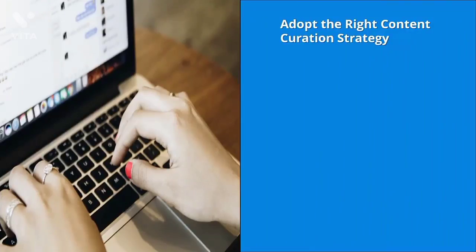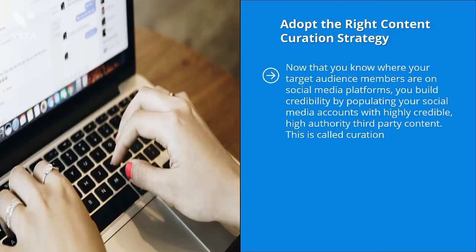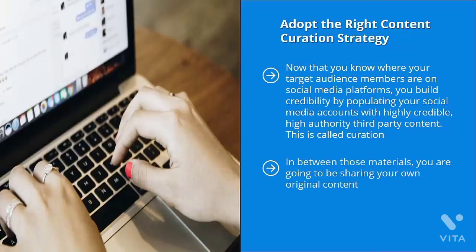Adopt the right content curation strategy. Now that you know where your target audience members are on social media platforms, you build credibility by populating your social media accounts with highly credible, high-authority third-party content. This is called curation. In between those materials, you're going to be sharing your own original content. From time to time, you're going to call people to action to take a look at the incentives you're giving away for them to join your mailing list. This is how you play the game.